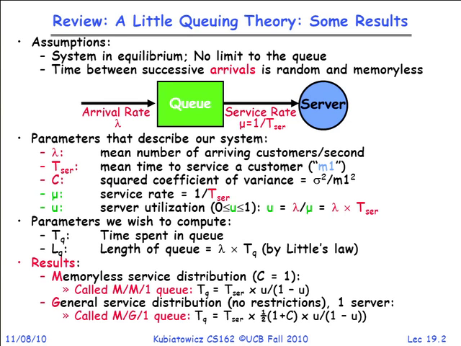It's all about, can you get those three parameters? Okay. And just so you know, when C equals 1, this is called an M/M/1 queue because it's memoryless input, memoryless output. If C is not 1, then it's called an M/G/1 queue, for memoryless input, general output.